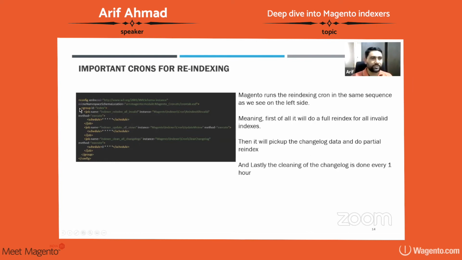Magento always executes them in the same sequence that you see here. It will execute indexer reindex all invalid first. After that, it will execute indexer update all views, followed by indexer clean all change logs. So if you mark some indexer as invalid, when the cron runs, it will first fix or reindex all the invalid ones. Only after that will it do the reindex based on the change log. And this one runs every hour, so whatever indexers are reindexed, they will be cleaned every hour by this job.